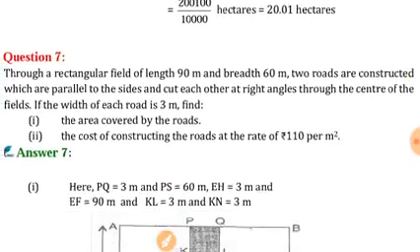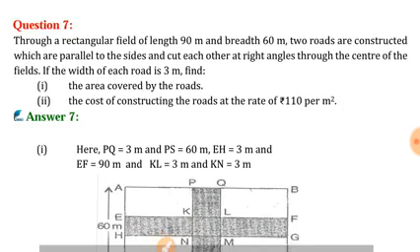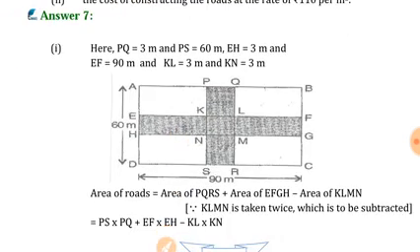Then the seventh one. Through a rectangular field of length 90 meter and breadth 60 meter, two roads are constructed which are parallel to the sides and cut each other at right angles through the center of the field. If the width of each road is 3 meter, find the area covered by the roads and the cost of constructing the roads at the rate of 110 rupees per meter square. So it is the same as what we did before.